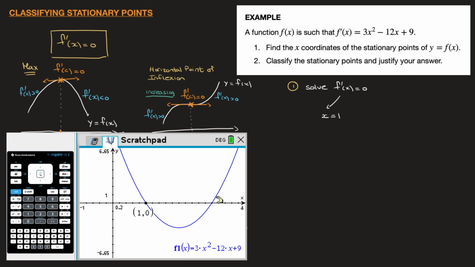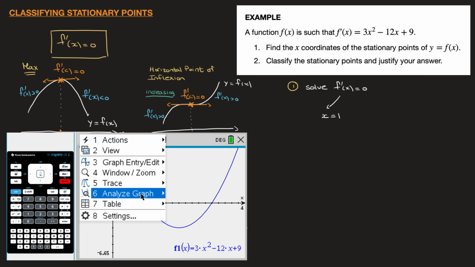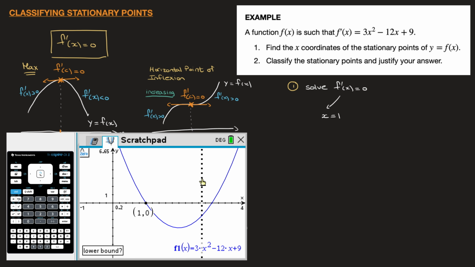Now for the other solution, which would be this point right here, I do the same thing, so I click on Menu, followed by Analyze Graph, followed by 0 again. It asks me for the lower bound, which is any point to the left of that, so I go here and I click. It asks me for the upper bound again, and I hover over to the right and I click. There we go. I see the x-coordinate is 3, so that's the second solution to this equation, x equals to 3. And as such, we've now answered the first question.